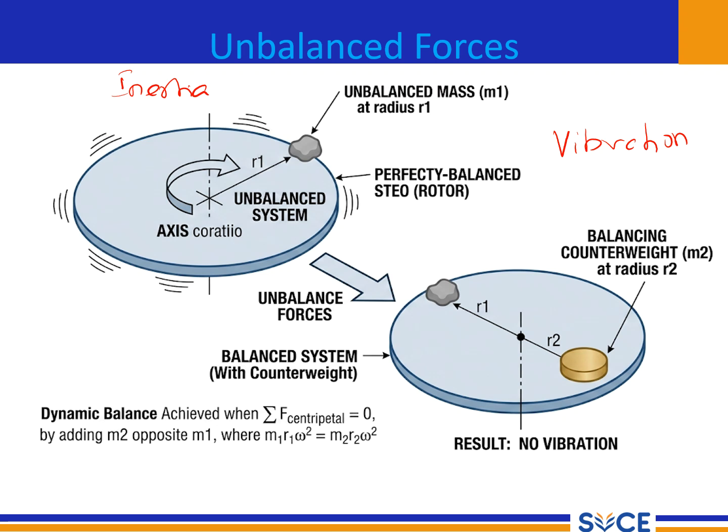Therefore, we have to balance the unbalanced masses. So if we have 10 grams of unbalanced mass at this place, we have to keep the equivalent, same 10 grams of mass in the opposite direction. Then only this rotor will be in balance and it won't produce any vibration.